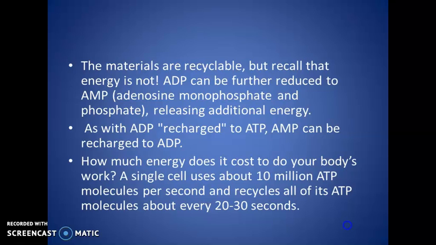ADP can further be reduced to AMP, that is, adenosine monophosphate and phosphate, releasing additional energy. As with ADP recharged to ATP, AMP can be recharged to ADP. How much energy does it cost to do your body's work? A single cell uses about 10 million ATP molecules per second and recycles all of its ATP molecules about every 20 to 30 seconds.